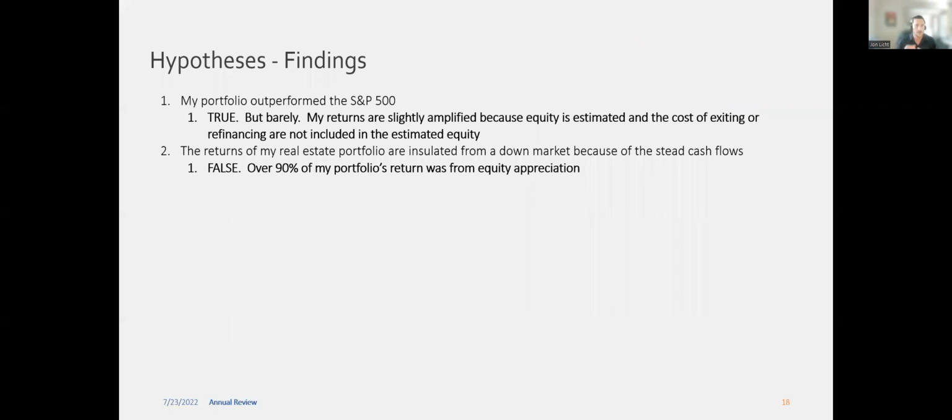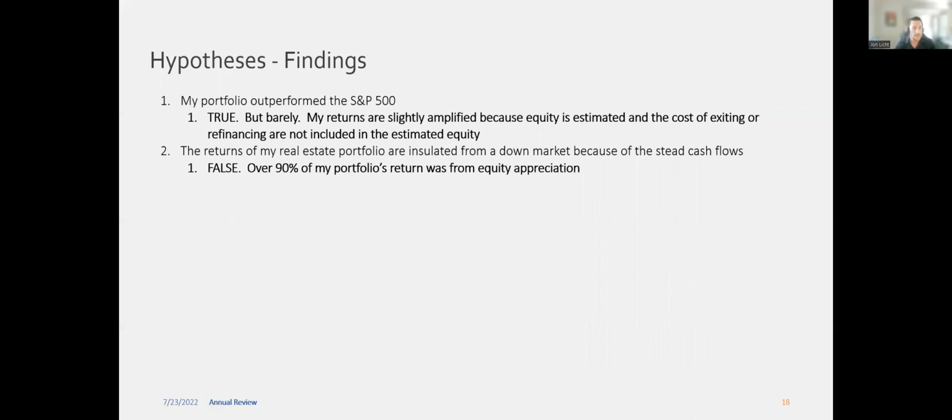The hypotheses from that series of graphs were, first, my portfolio outperformed the S&P. That is true. However, my returns are slightly amplified because I'm estimating equity, which is not always right because I have to estimate home value. Also, for the houses I still have and haven't sold, if I were to sell, there's a bunch of fees I would get hit with, which aren't included in the projections.